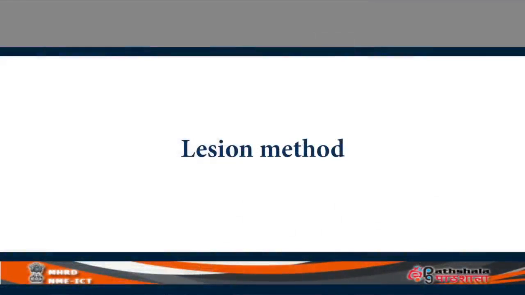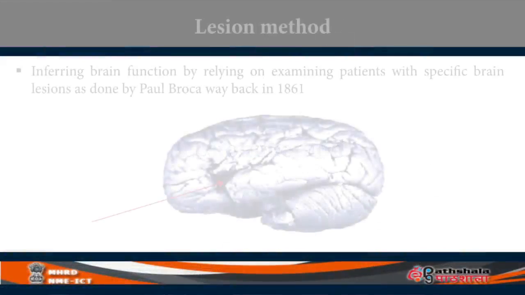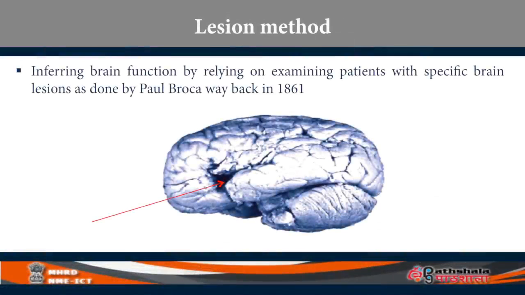Lesion method goes back to Paul Broca in 1861. You can see on the screen there's a dark area corresponding to the third frontal convolution, which came to be known as Broca's area. Remember, we discussed this earlier, that this area came to be known as Broca's area because he discovered it based on the autopsy he performed on his patient.